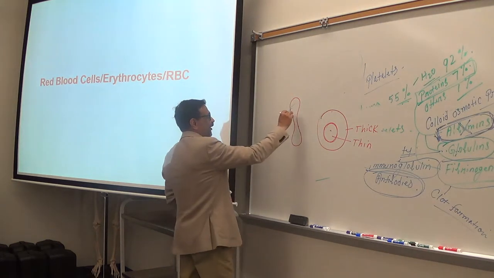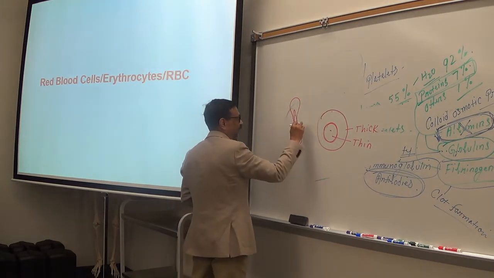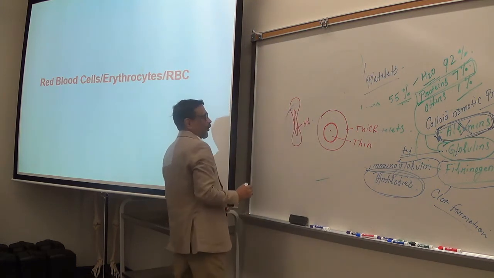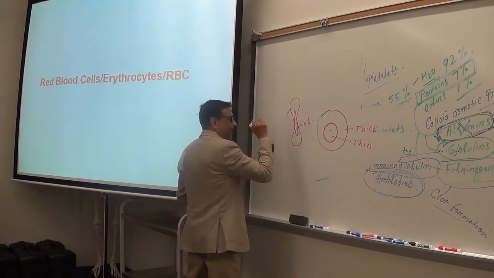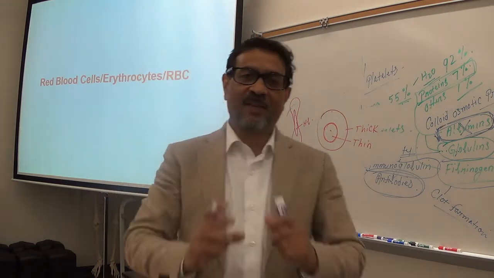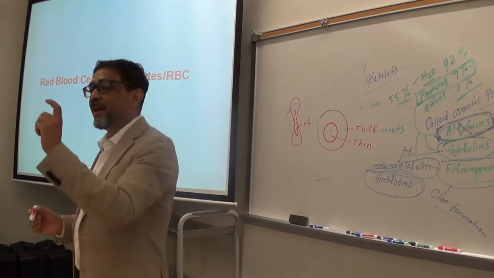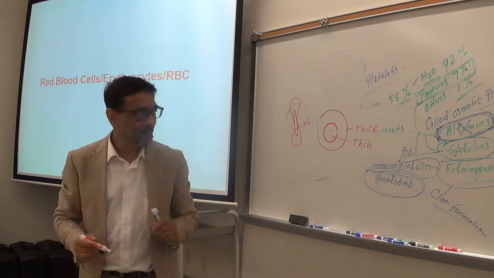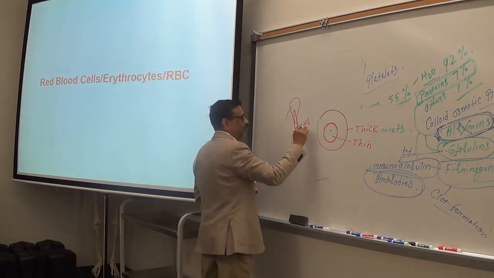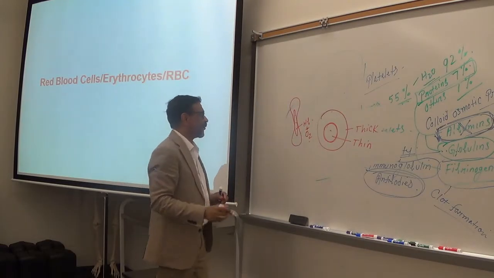Okay? And this is the hemoglobin inside. This is the hemoglobin, no nucleus. That's why it is flat. Now, because of the flatness of the red blood cell, there are a couple of advantages. What are those? You see, hemoglobin binds with oxygen. We know that, right? And transports oxygen.